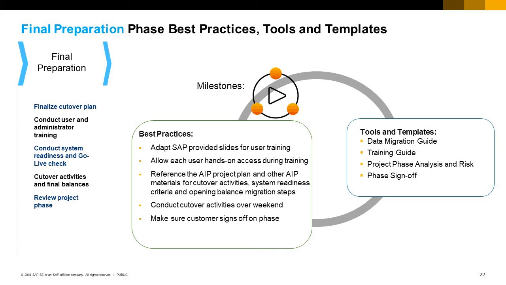Cutover activities are documented in the AIP project plan. Suggestions for the system readiness check are documented in the project analysis and risk spreadsheet in the AIP materials. Reference the data migration guide for step-by-step instructions for opening balance migration.